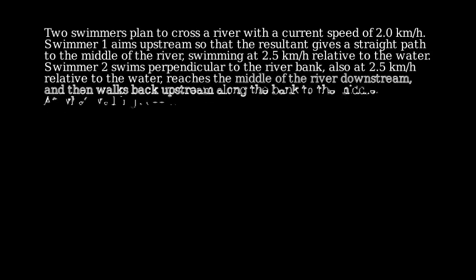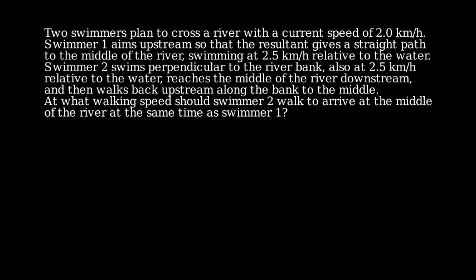Two swimmers plan to cross a river with a current speed of 2.0 kilometers per hour. Swimmer 1 aims upstream so that the resultant gives a straight path to the middle of the river, swimming at 2.5 kilometers per hour relative to the water.